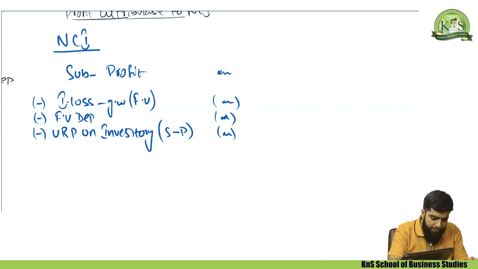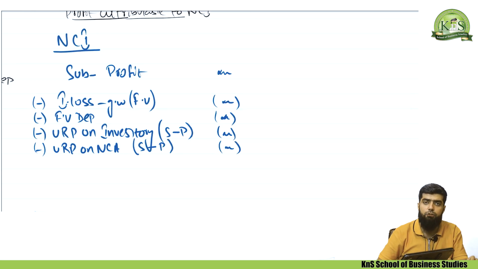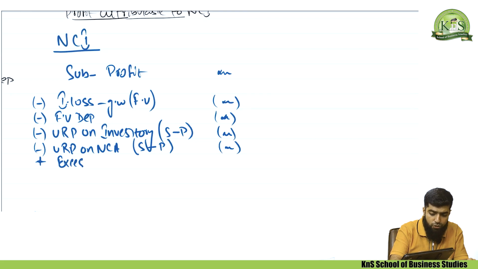Another adjustment that the examiner might ask you about is the unrealized profit on non-current assets. The gain on disposal will only be adjusted if the subsidiary transferred the asset to the parent company. Another last adjustment that the examiner might ask you for is the excess depreciation.